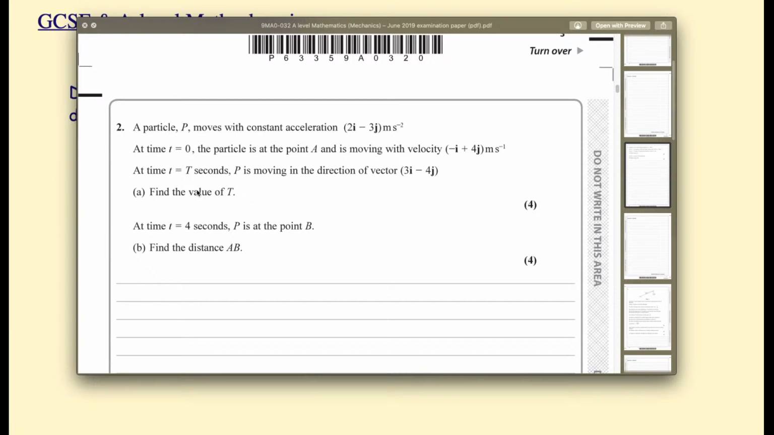But the gist of this question is saying P is moving in the direction, that's a direction vector. So in this question, you're given the three types of vectors that we usually focus on: direction, velocity, and acceleration.